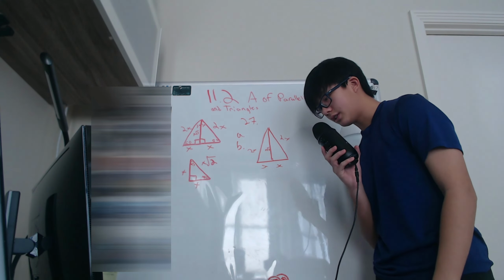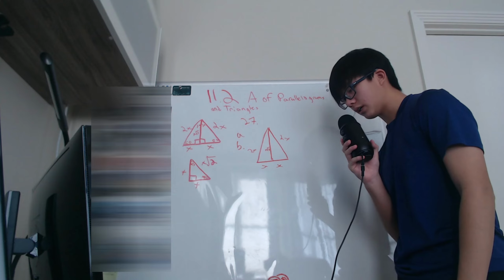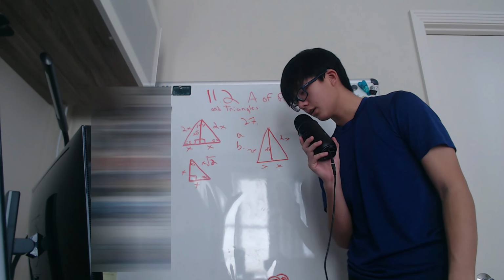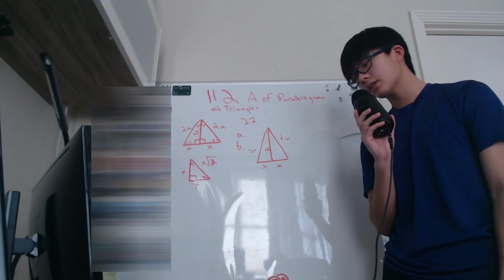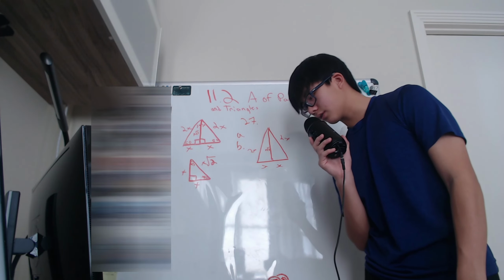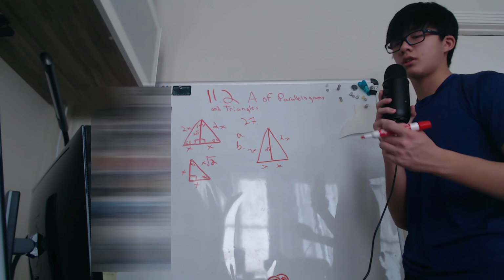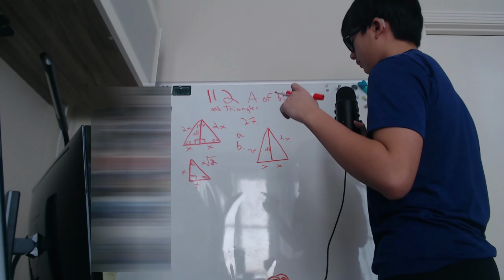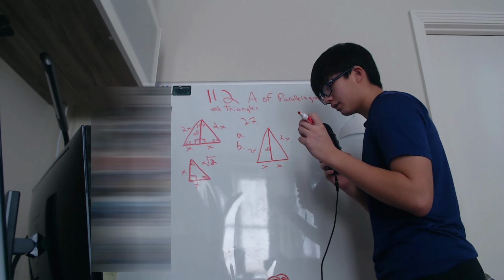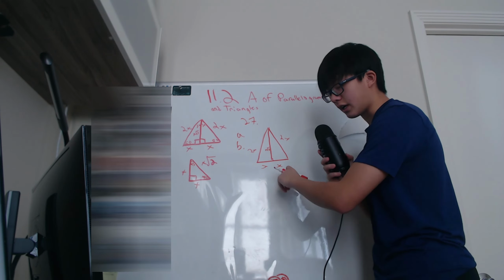Alright, number 27. The area of an equilateral triangle is 9 root 3. We have to find the length of one of the sides. And then question B, find the formula for the area of an equilateral triangle with sides s units long. Alright, let's do A first. So, we know that the area is 9 root 3.